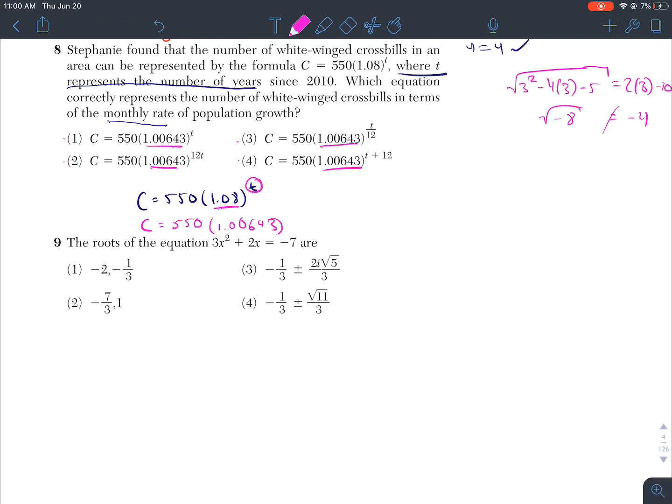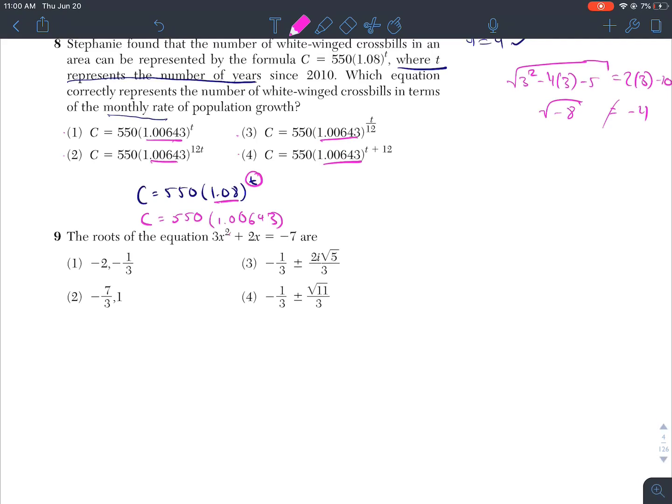We want it to be in terms of the monthly growth rate, so this should be compounding not every year, but 12 times per year. So if 1 year goes by, we really want the exponent to be 12. If 2 years go by, we really want the exponent to be 24. It should be 12 times as frequent, so this should be 12t in the power. So it is choice 2.